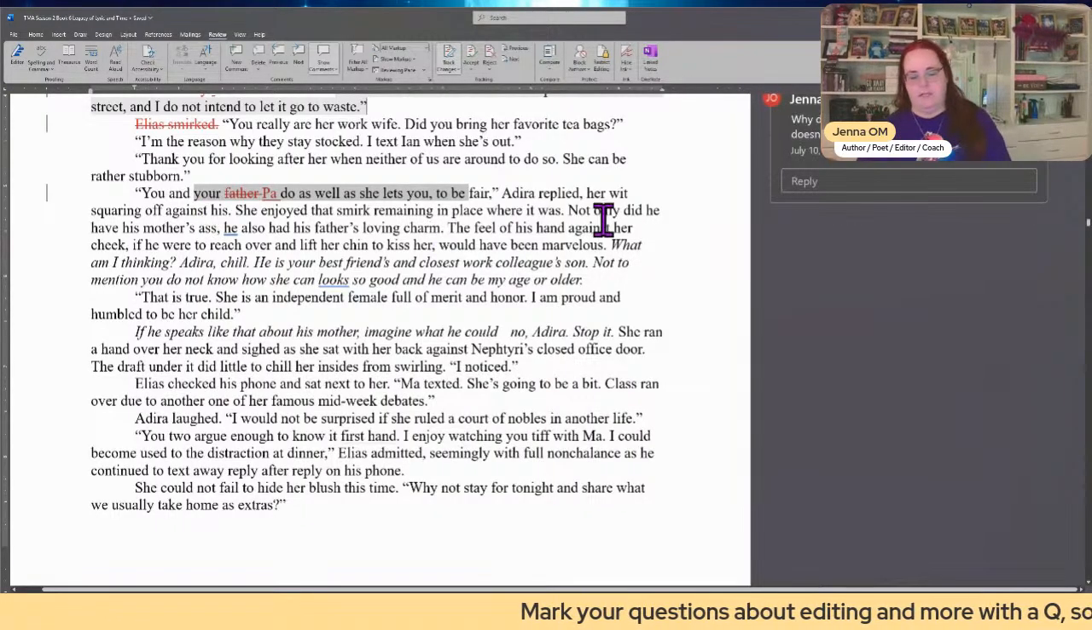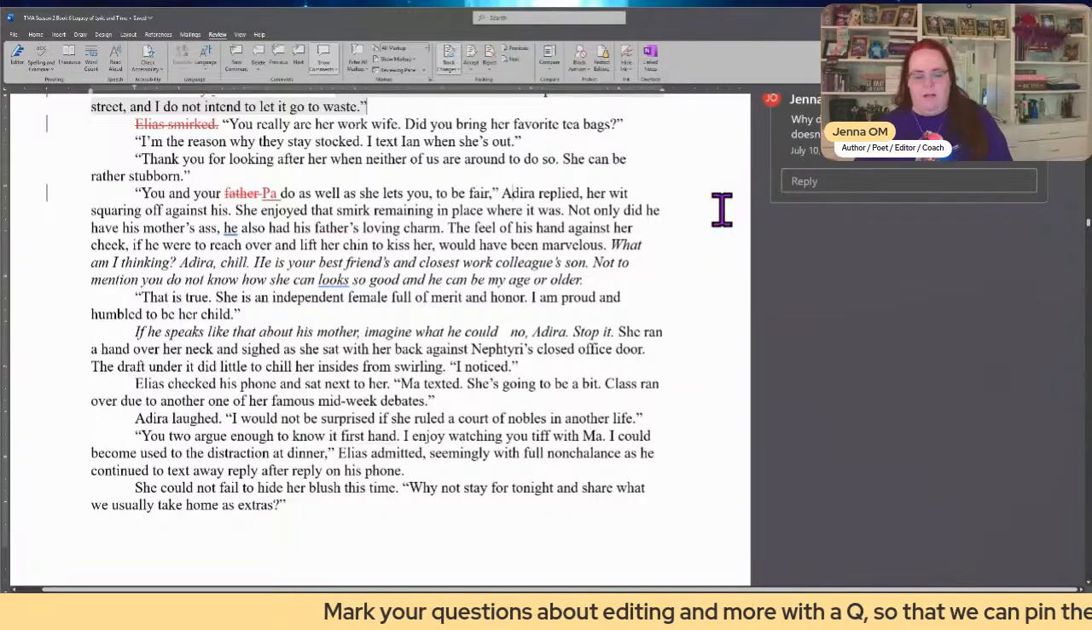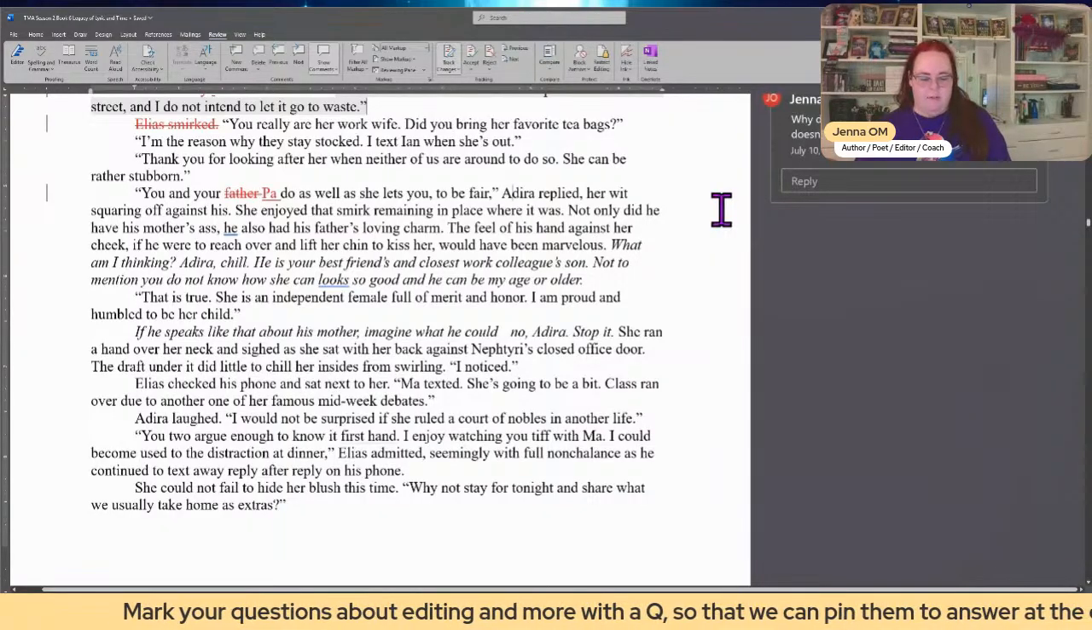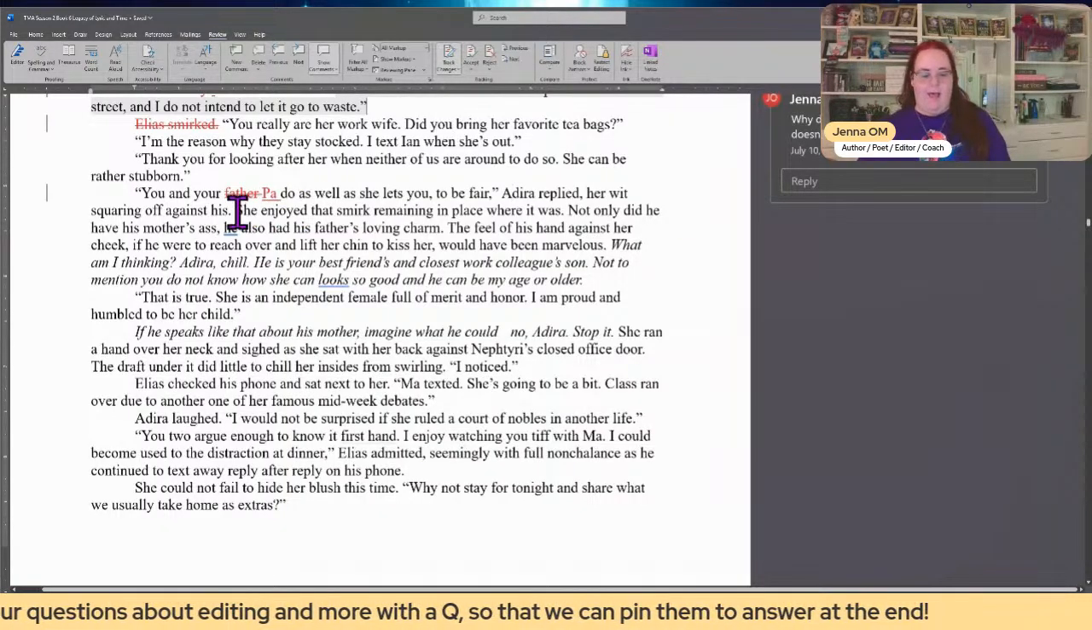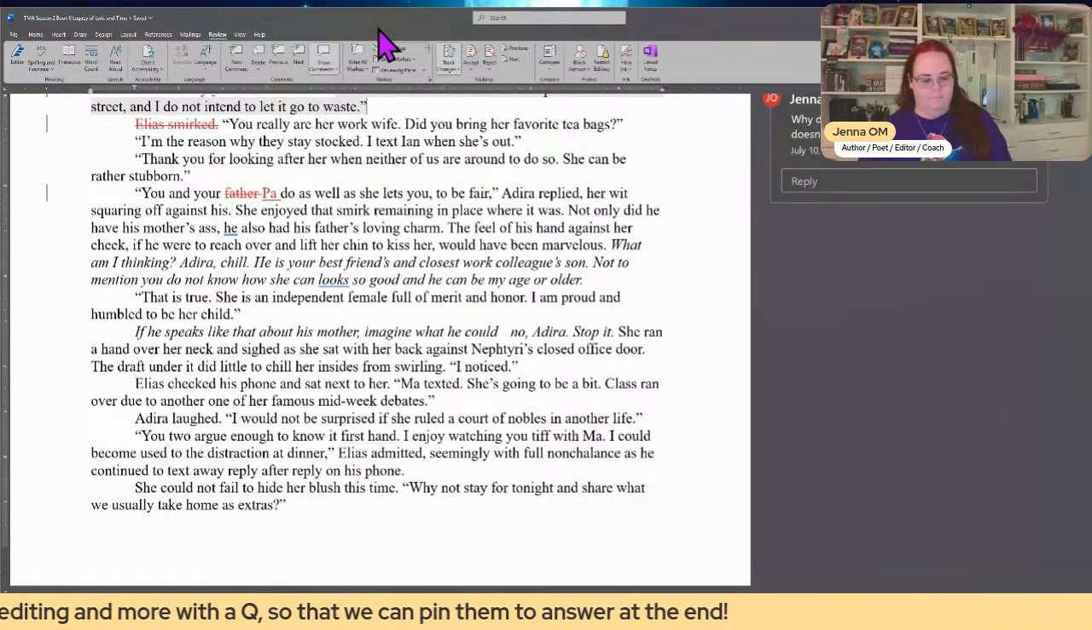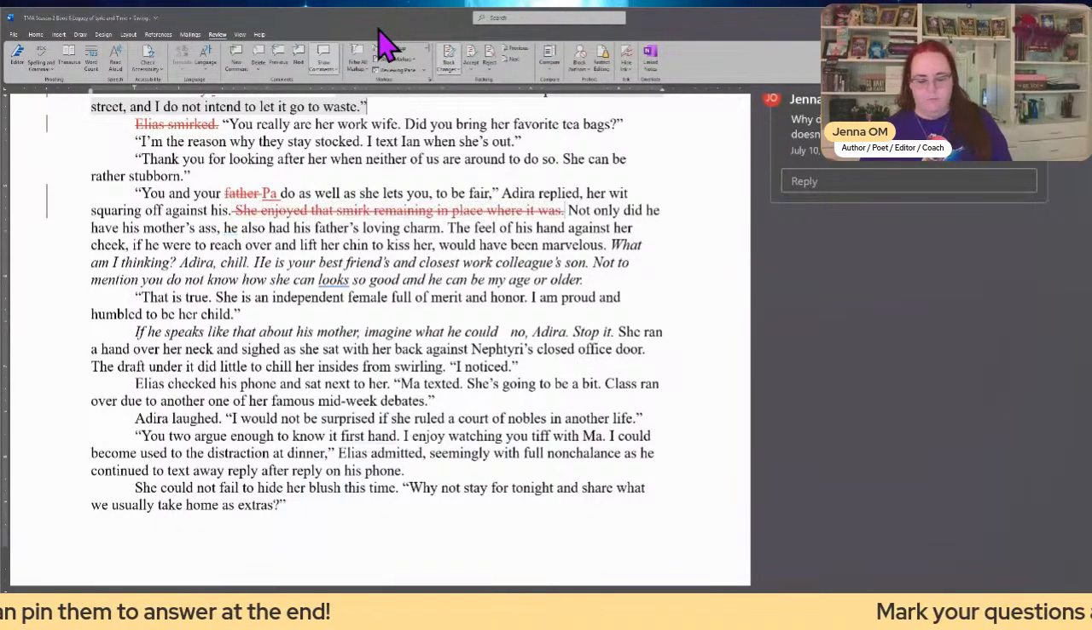I don't think the so is needed. Adira replied, her wit squaring off against his. She enjoyed... okay. That's a sentence that can come out.